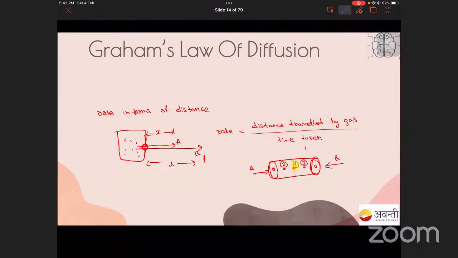Now tell me, if the rate or velocity of gas A is more, velocity of A is greater than B, then at which point will the gases meet? At point 1 or point 2 or point 3? You can enter the values in the chat, whether they'll meet at position 1, 2, or 3. If velocity of A is more and velocity of B is less, where will the gases meet, at point 1, 2, or 3?